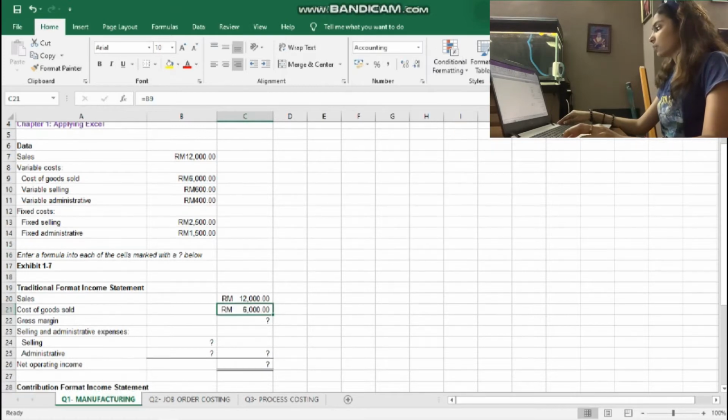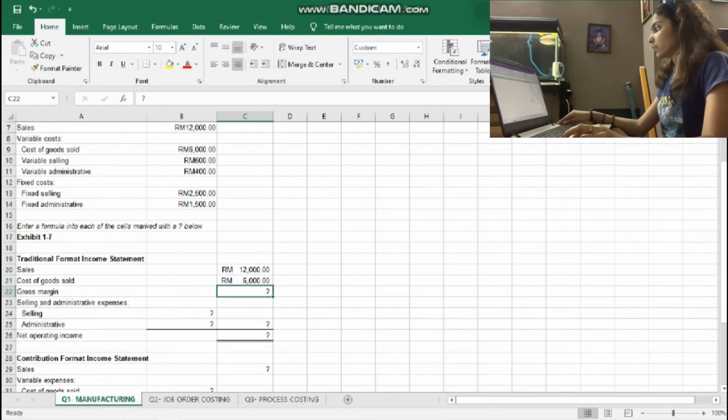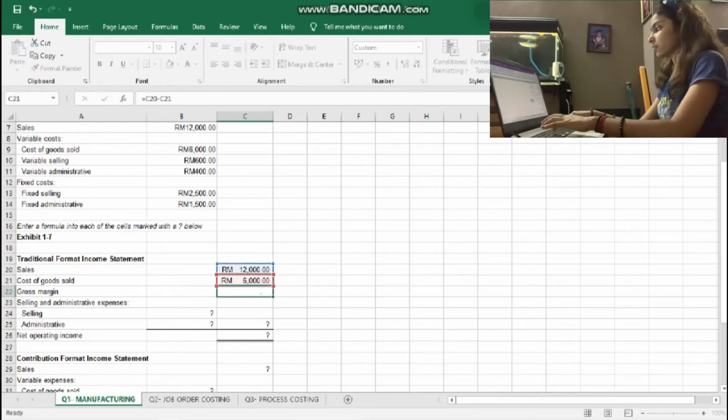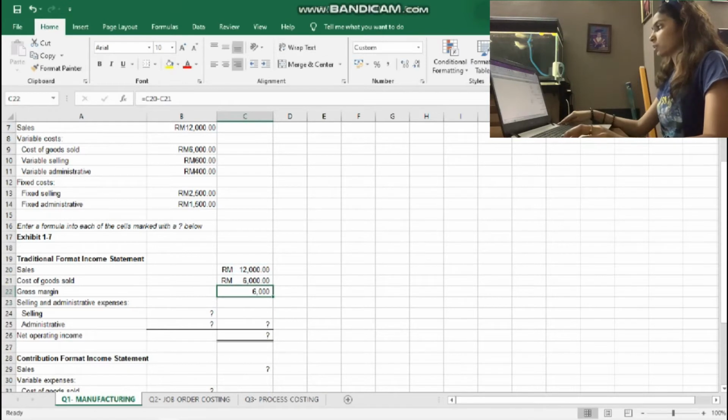And for gross margin, we have to minus the sales and goods sold. So 12,000 minus 6,000 is 6,000. So gross margin is 6,000.